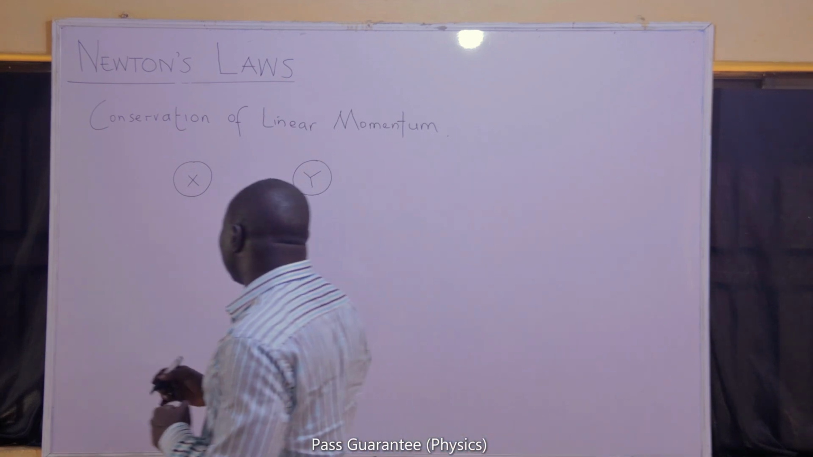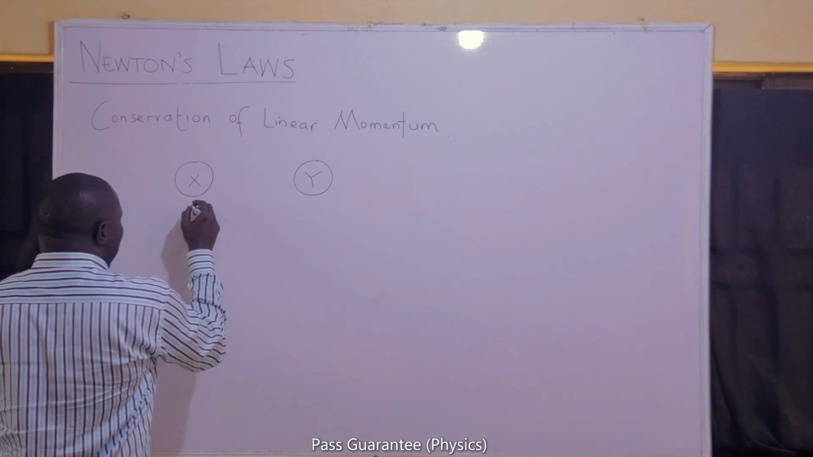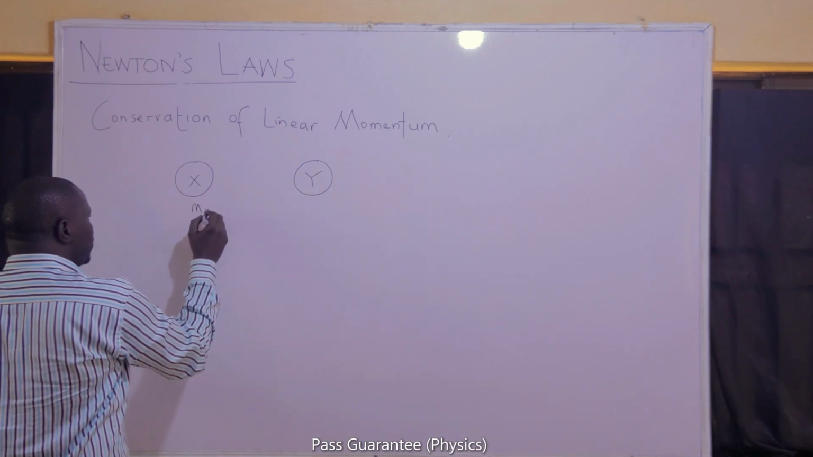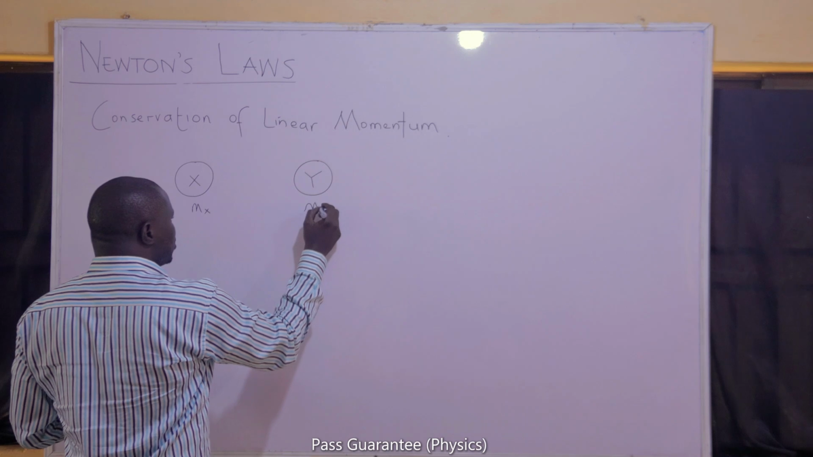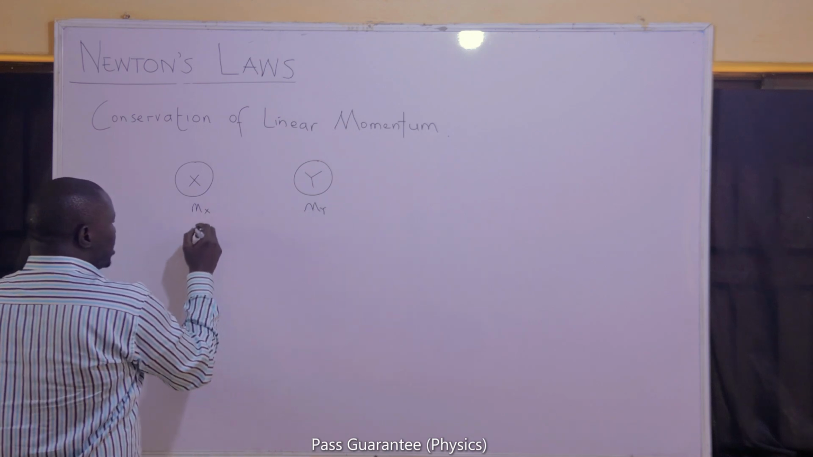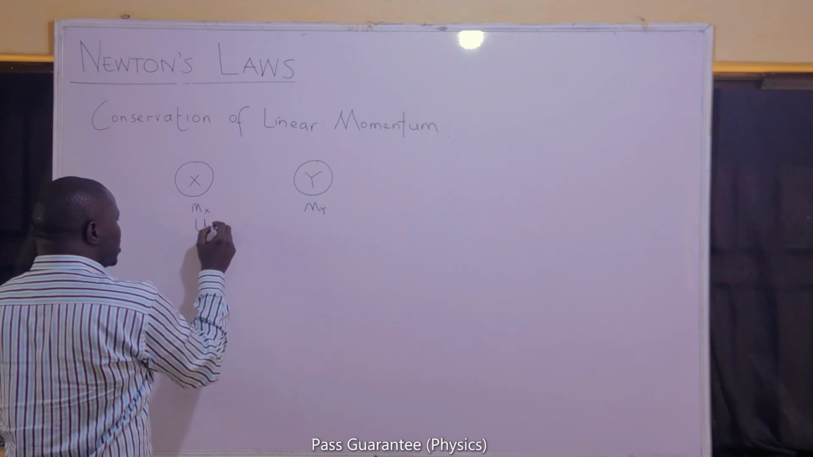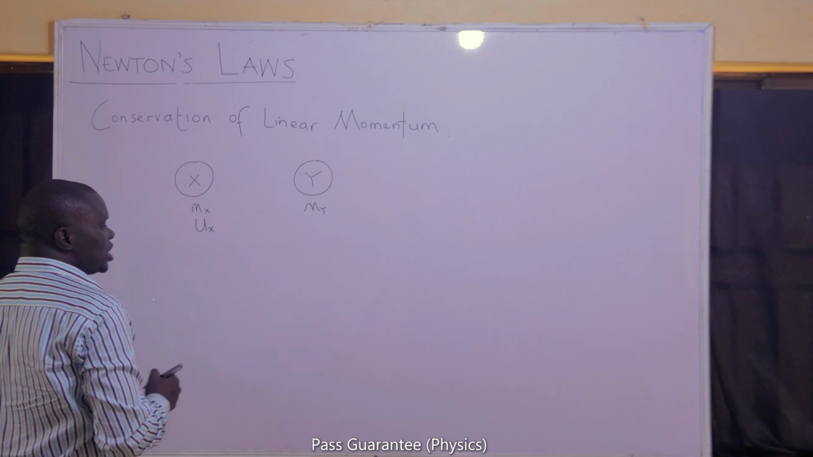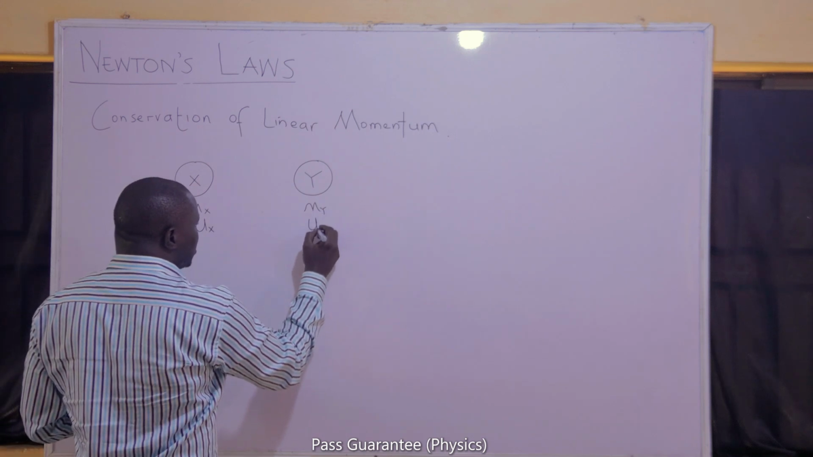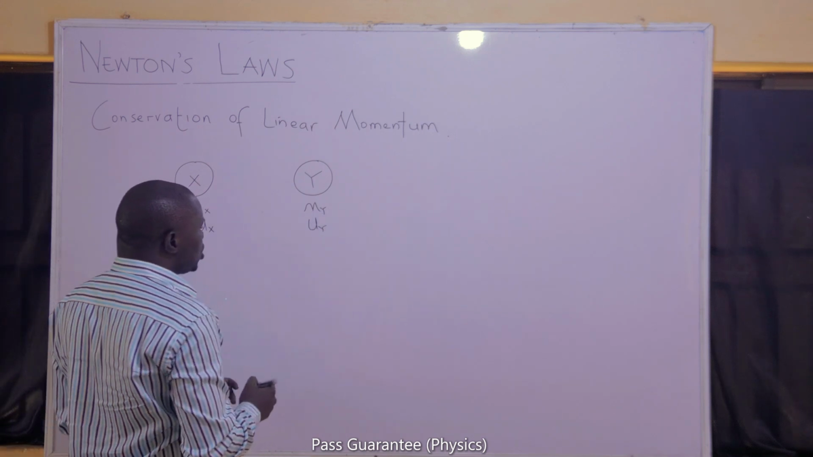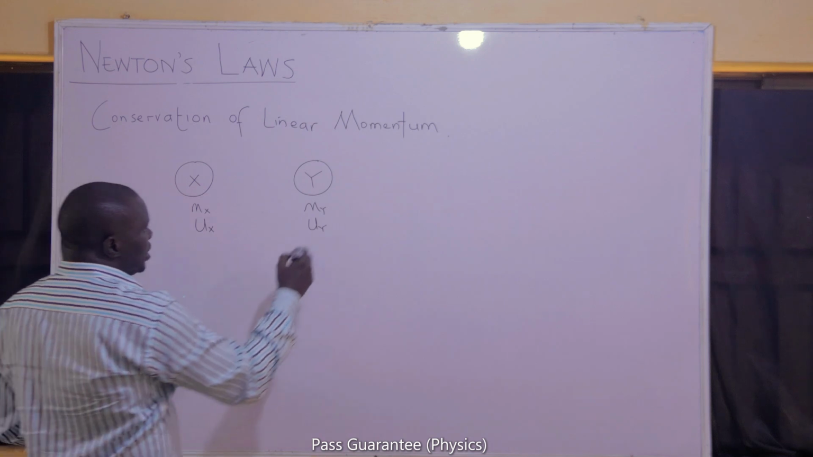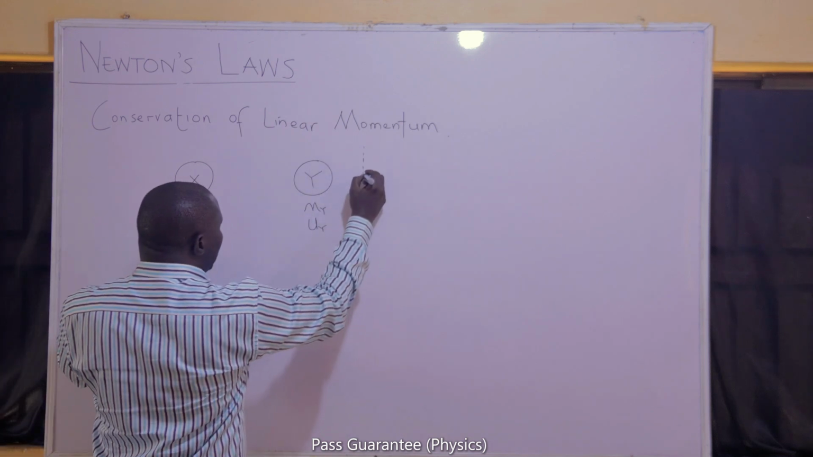It means that at the point of collision, the mass of X is mx, the mass of Y is my, the initial velocity, the velocity before collision, I will use as ux for X, and uy for Y. This is happening before collision.